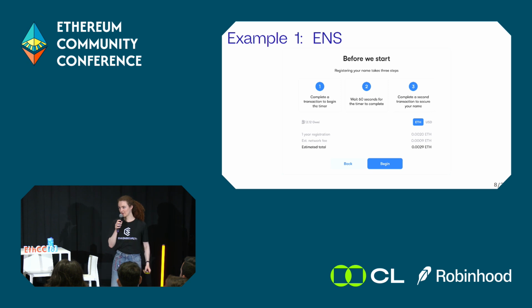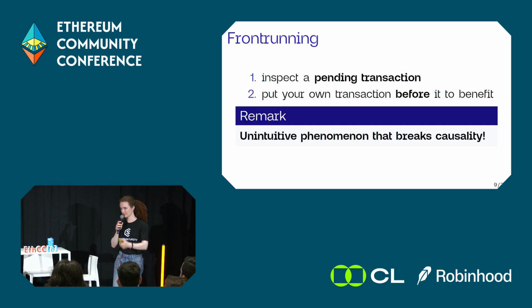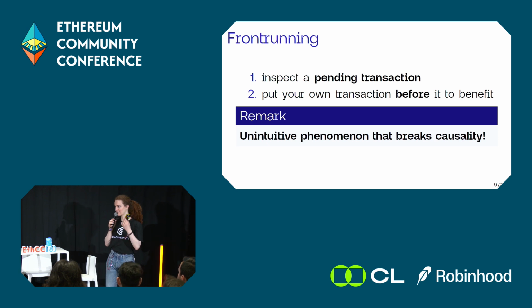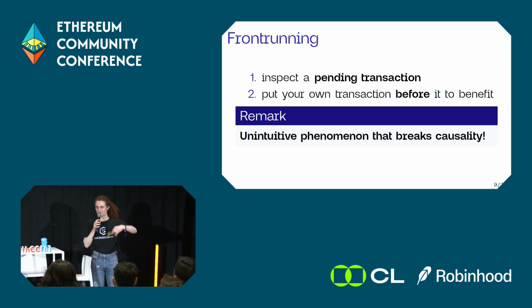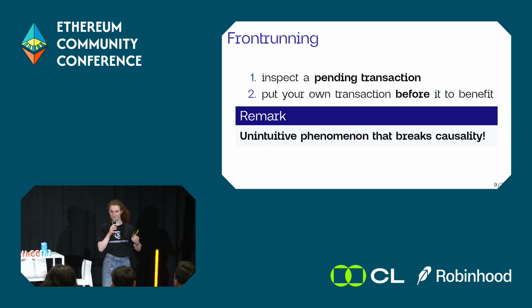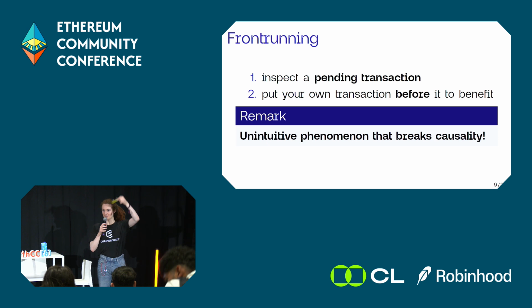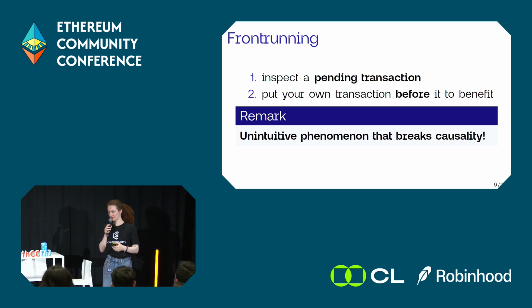And the reason you do it that way is to prevent an instance of front running. So front running is the fact of putting a transaction in front of an existing transaction based on what the other transaction contains. So an unintuitive phenomenon that sort of breaks causality, because the cause happens before the effect in the final ordering of the chain. And in the specific case, what could happen is you go to register Julie.eth. Someone sees your transaction and goes to register it in front of you, and then tries to sell it back to you for a premium. So we don't want that. That's why ENS uses this commit and reveal scheme.